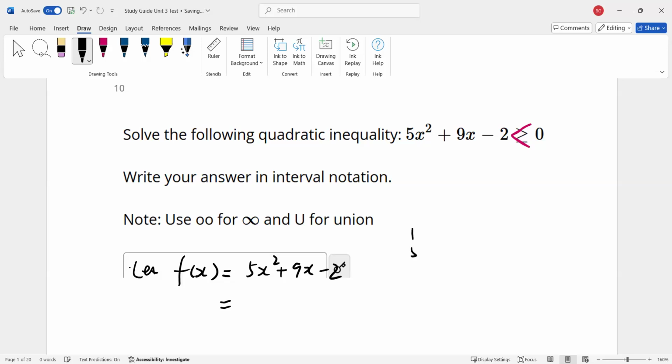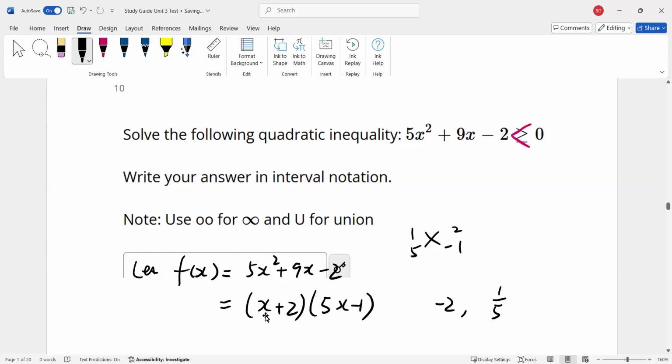Let's factor it. 5, 1, 2, negative. So, let's see, 2, 1. 10 minus 1 is 9. 2 times -1 is -2. 1 times 5 is 5. So after we factor the quadratic function, we have x plus 2 times 5x minus 1. And this function has 2 zeros. The 2 zeros are -2 and 1/5.